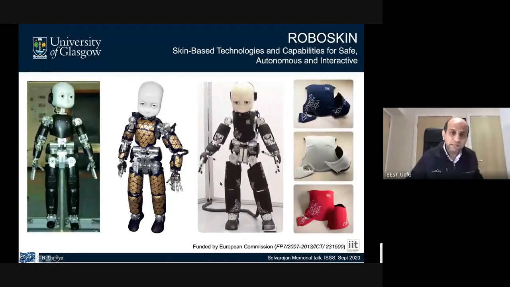So with that background, we worked on this and we developed the skin. You can see here in this figure, most of the parts are covered with triangular patches that you see. I'll explain why triangular patches are important. And this is the nicely packaged skin, which is now commercially available as well.